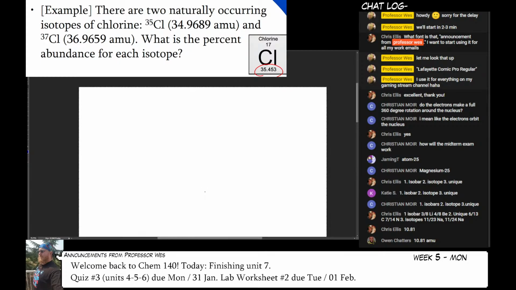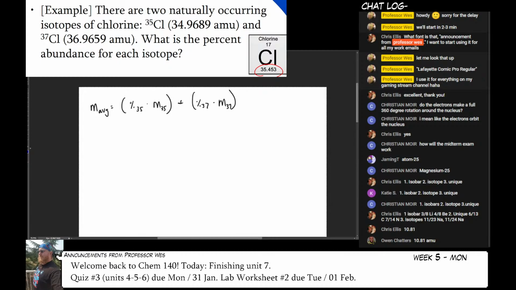All right, so here's how this works. I know that the average mass, which I'm going to call the mass average, is equal to the percent isotope of chlorine-35 times the mass of chlorine-35, added to the percentage of chlorine-37 times the mass of chlorine-37.